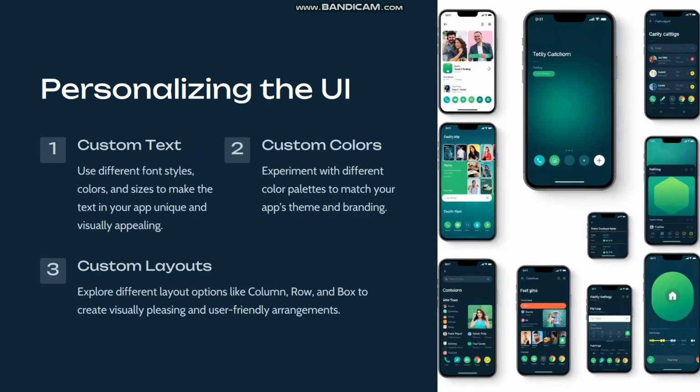Personalizing the UI: custom text, custom colors. You can use custom layouts. Use different font styles, colors, and sizes to make the text in your app unique and visually appealing. Experiment with different color palettes to match your app's theme and branding. Explore different layout options like Column, Row, and Box to create visually pleasing and user-friendly arrangements.